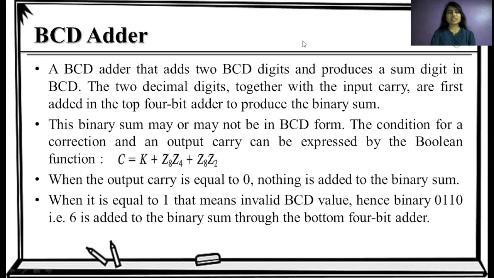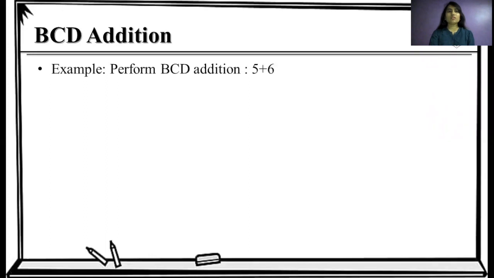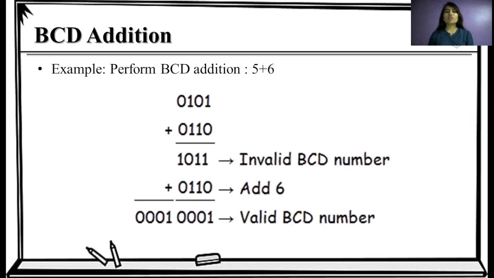Now let's discuss this BCD addition procedure with one example. Perform BCD addition 5 plus 6. We have 5 in BCD format as 0101 and 6 as 0110. Here we perform binary addition. So 1 plus 0, 0 plus 1, 1 plus 1 is 0 with carry 1, and we have 1 plus 0 plus 0. So here we have the value 1011.